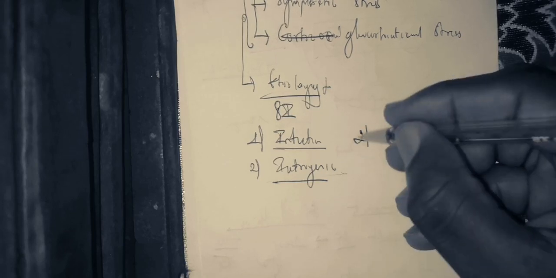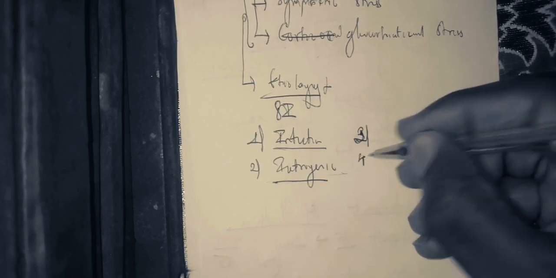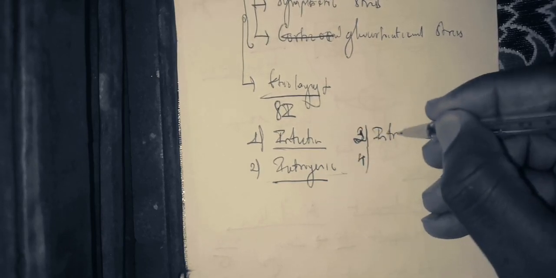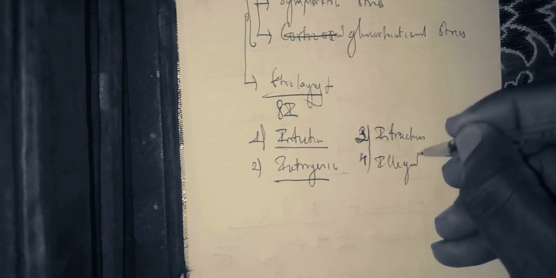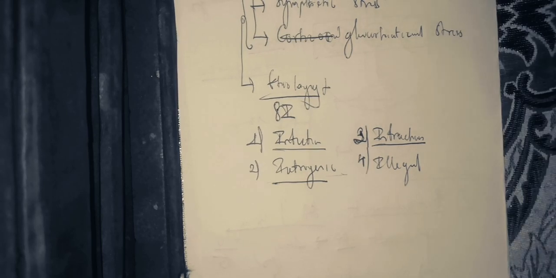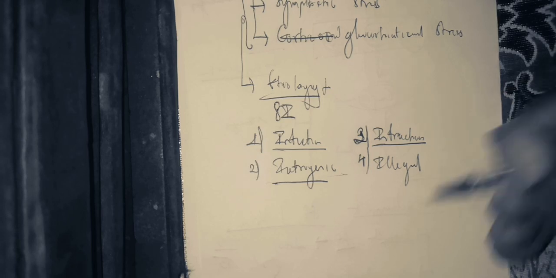The two other ones, you have infraction and you have illegal. Infraction, like in the case of trauma: when you have a trauma to the patient, it can be an instance of stress. So if a woman has trauma, it can be an instance of stress that can result in an increase in blood pressure.